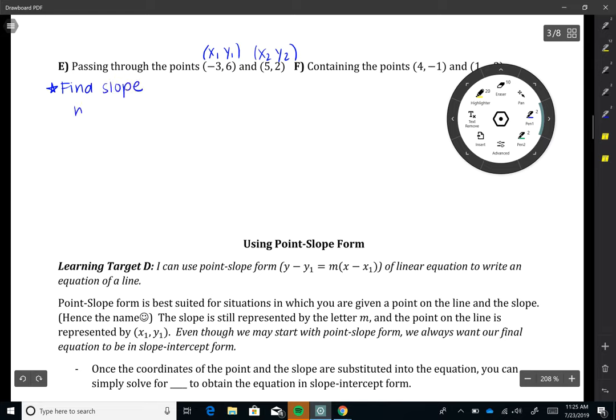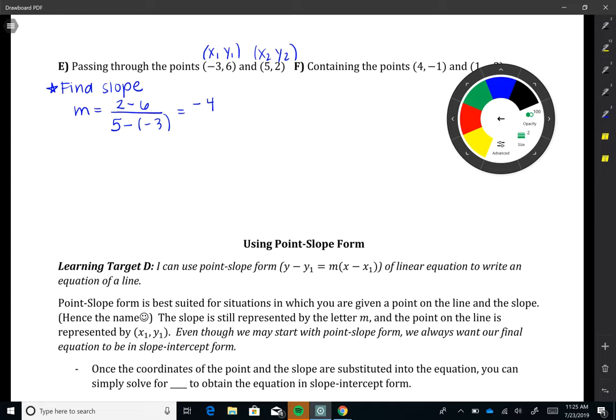Remember, it's y2 minus y1 in our numerator. So y2 is 2 minus y1 is 6 over x2 minus x1. So x2 is 5 minus x1 is negative 3. So my numerator is just 2 minus 6. That gives me a negative 4. Remember, when we are subtracting a negative as we are in our denominator, that becomes addition. So I'm actually going to be taking 5 plus 3, and that is going to give me 8.